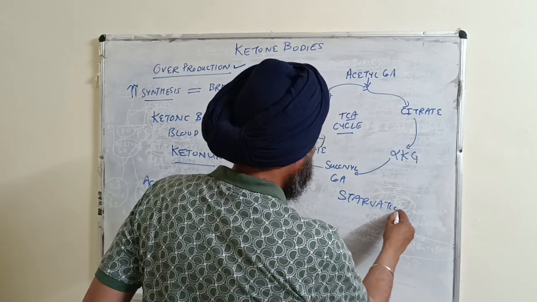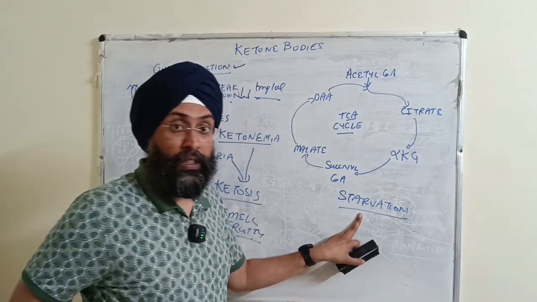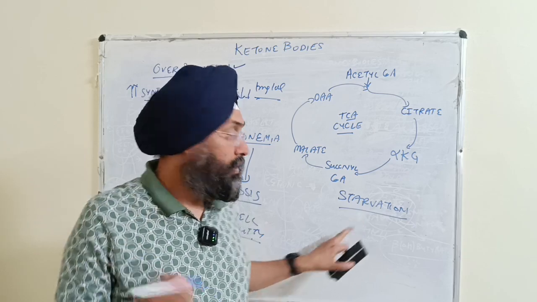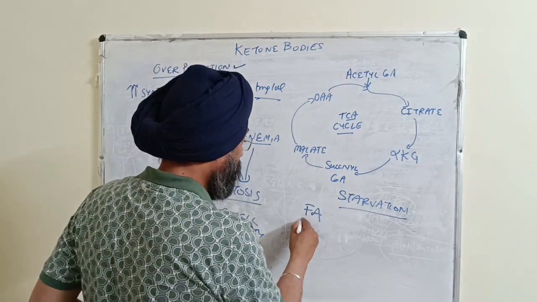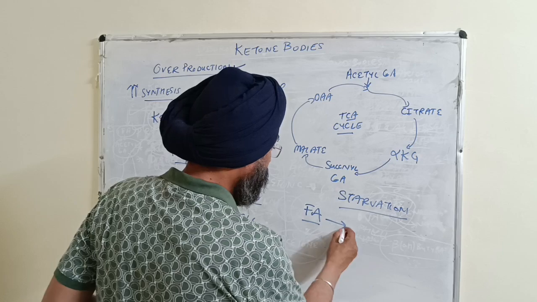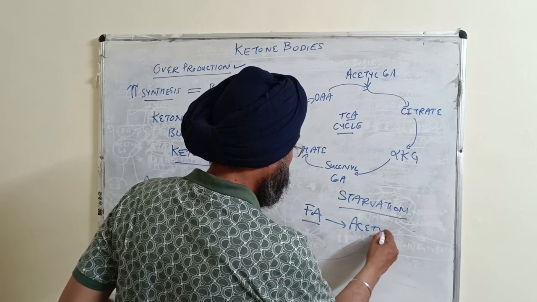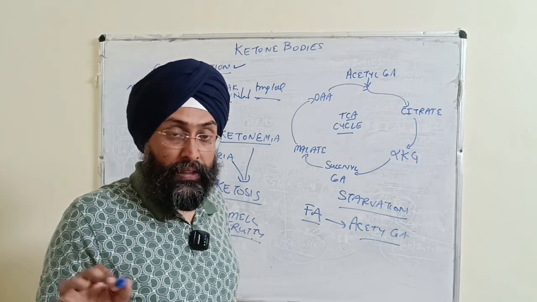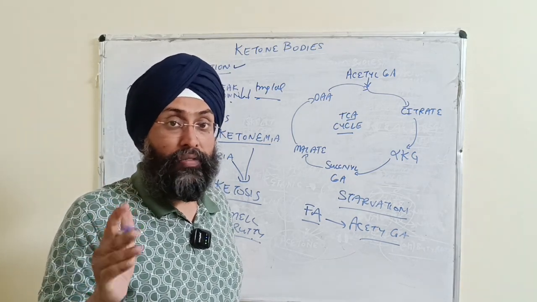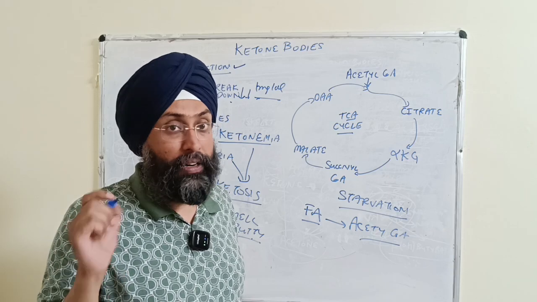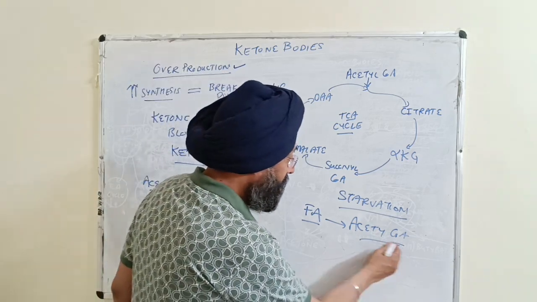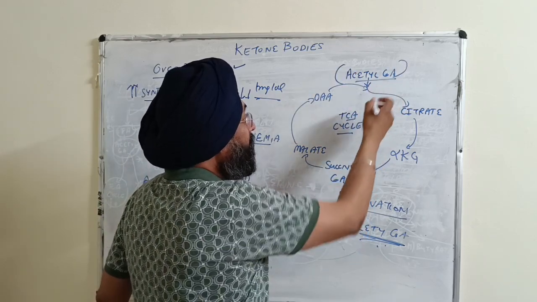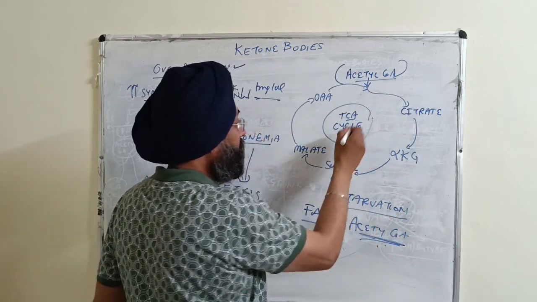What happens during starvation is that the principal source of energy is glucose, right? When glucose is utilized, then the fats are utilized. So fatty acids will break down to form acetyl CoA, right? In starvation, the glucose levels are depleted. The second source of energy is fats, and the fats are broken down by beta oxidation to provide energy, and the product is acetyl CoA, right? And this acetyl CoA will enter the TCA cycle, right?